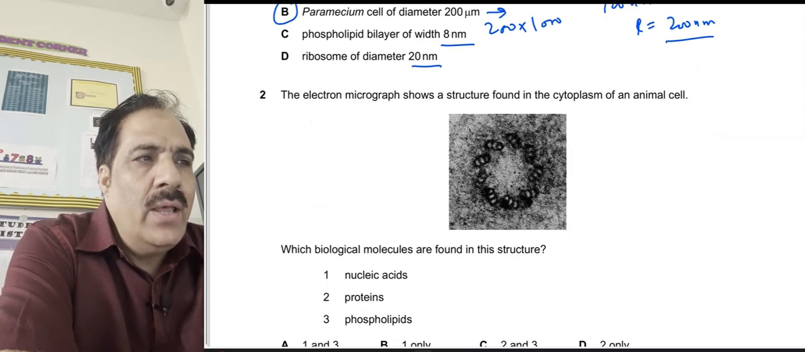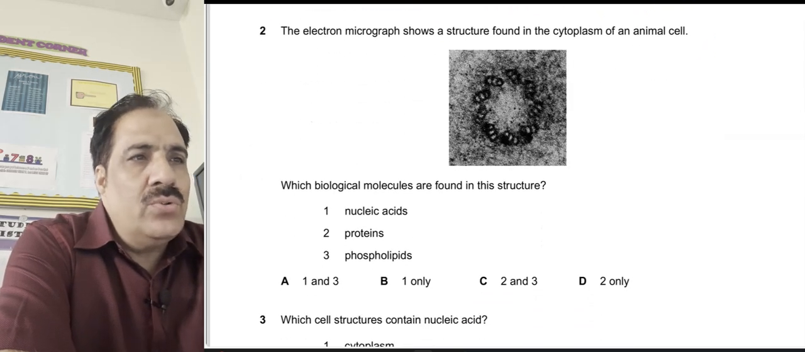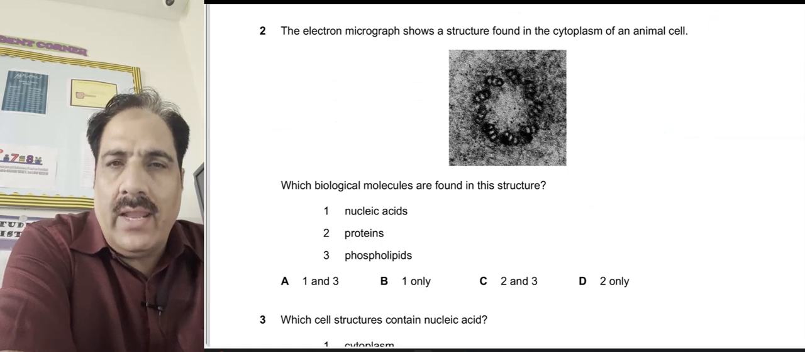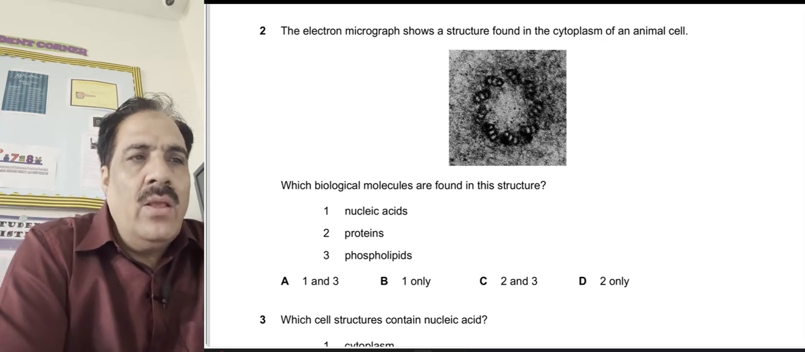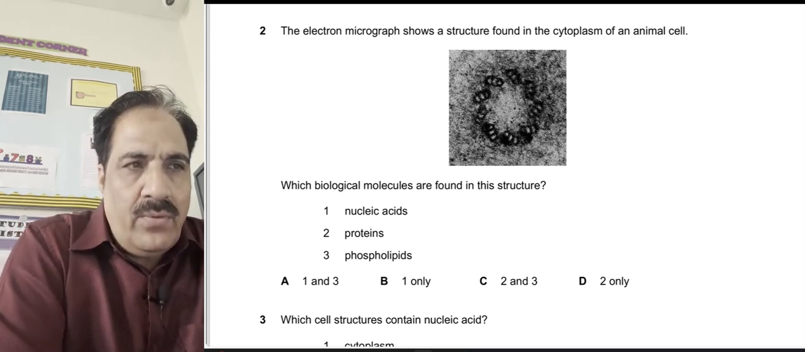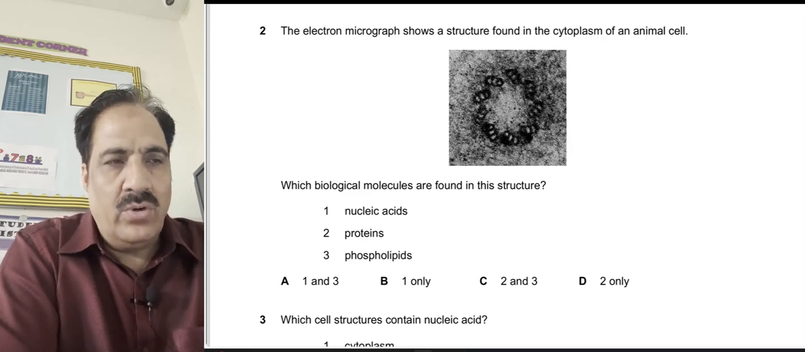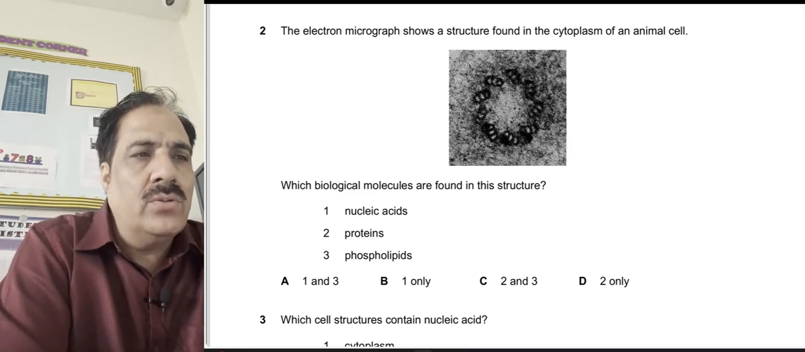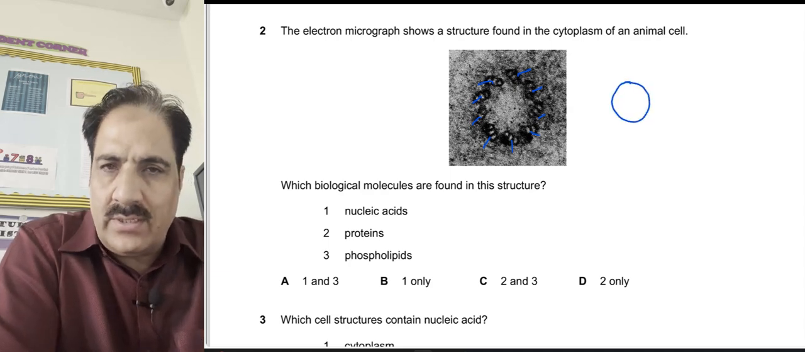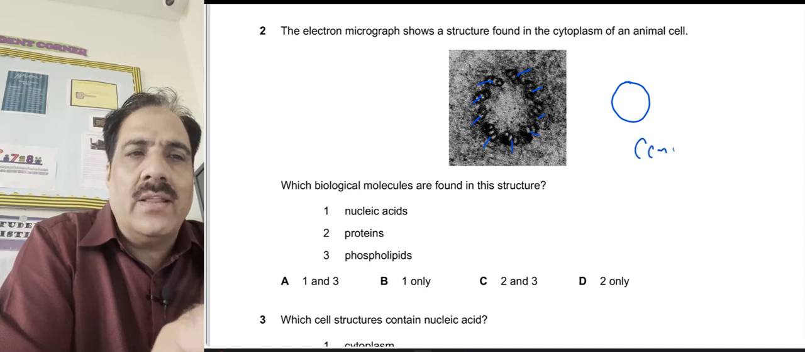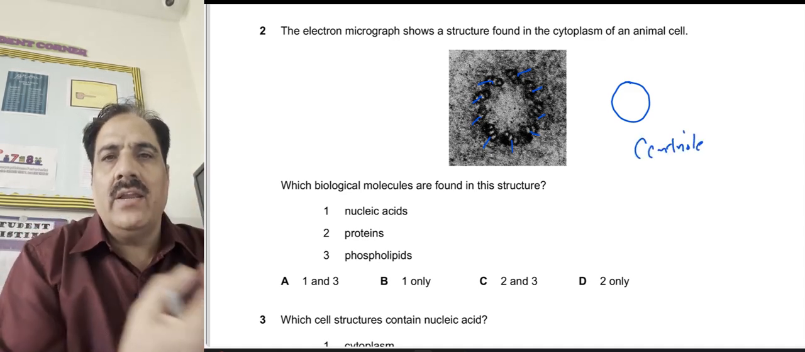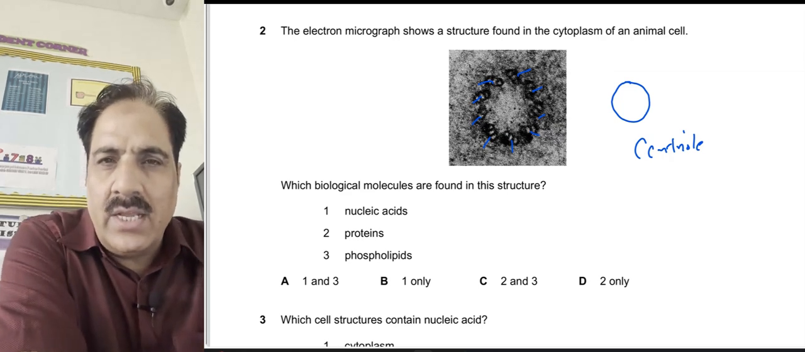Moving to question number 2. The electron micrograph shows a structure found in the cytoplasm of an animal cell. Which biological molecules are found in this structure? If we look at this photograph minutely, we'll see there are 1, 2, 3, 4, 5, 6, 7, 8, 9 structures making a circular structure, which we know is a centriole. And centriole is the structure present in the animal cells, which has the 9 microtubule doublets surrounding it.